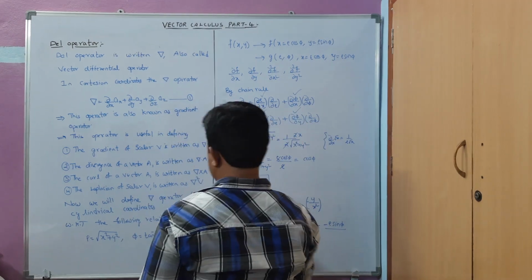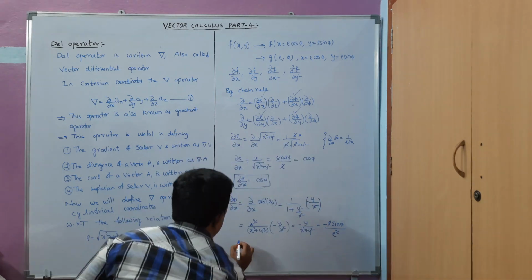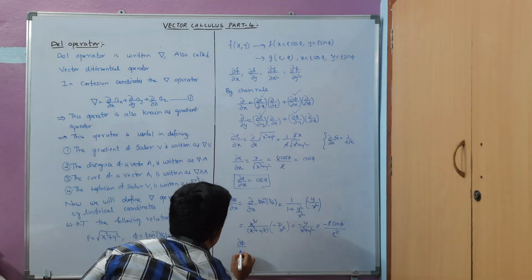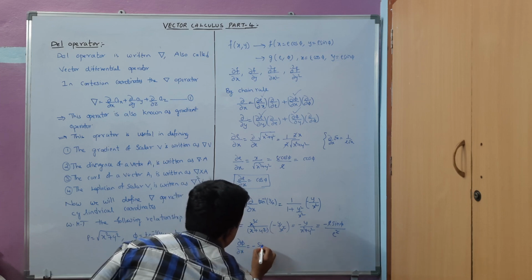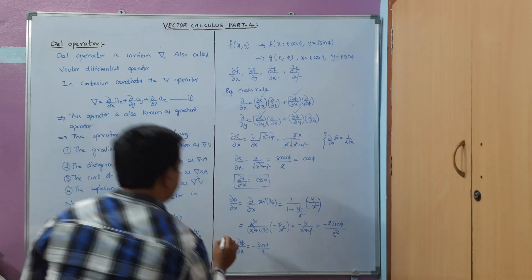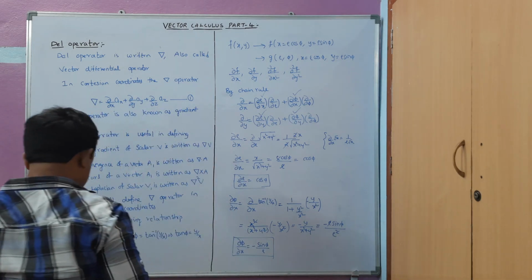The value of this one will be rho square. So I get here as rho square. So one rho will get cancelled here. I get the dou phi by dou x value will be minus sin phi by rho. Okay. So this is the value of the dou phi by dou x.